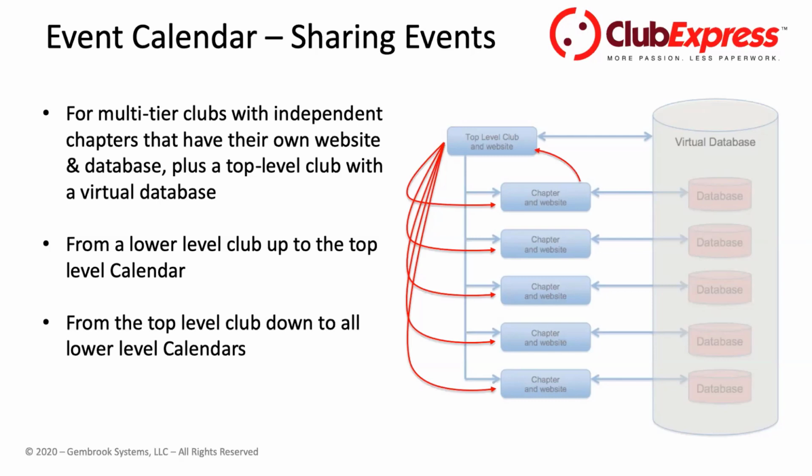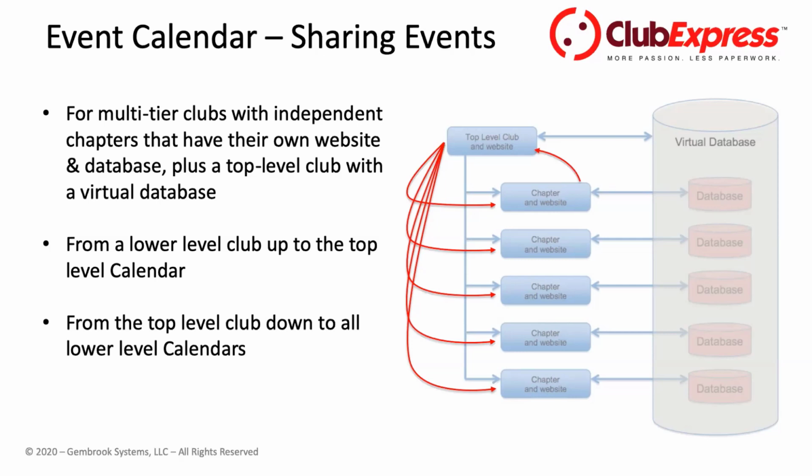The Rotary clubs are independent. They have their own chapter and their own website. And if they create an event, they can check a box, and that event will appear on the top-level club's calendar. It won't appear on any of the other chapters' calendars, only on the top-level club. Similarly, the top-level club can create an event which will be shared on the calendars for all of the chapters, because it's an event that really applies to the whole district, or let's say the whole state, if it's a statewide organization with local independent chapters within the state.